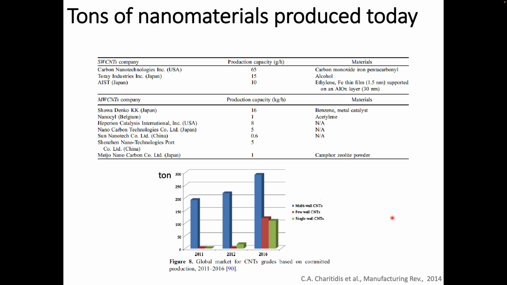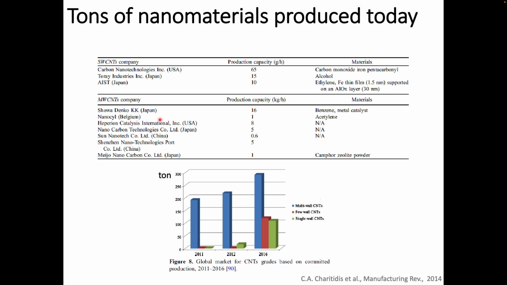This one is a specific example of carbon nanotubes. At the top, this is a single-wall carbon nanotube, which means it has only one single wall. This one is a multi-wall carbon nanotube, so it has multiple walls, more than just one. As for the production capacity, if you look at manufacturers in the USA and Japan, the production is only 65 or 10 grams per hour. It's a very small quantity. So you can tell that in order to purchase single-wall carbon nanotubes, you have to pay a lot more, right?